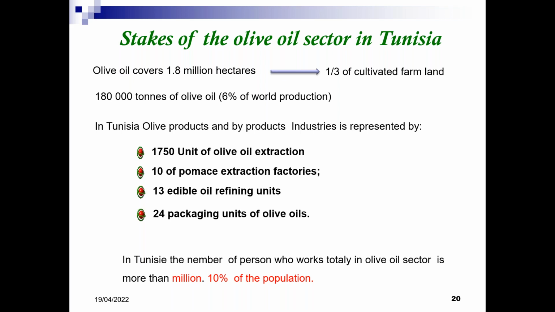In Tunisia, olive production and byproducts represent about 1,750 extraction units, 10 pomace extraction factories, 13 edible oil refineries, and 24 packing units of olive oil. But the most interesting thing in Tunisia is the number of people who work in the olive oil sector: more than 1 million. It's about 10% of the population working in this field.